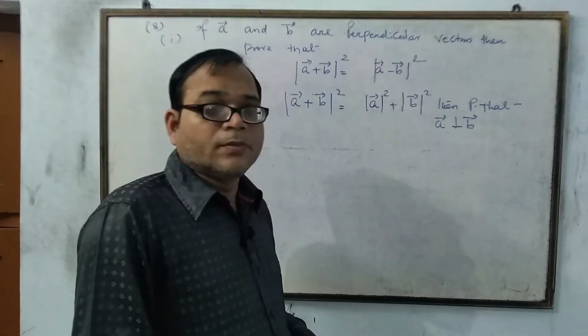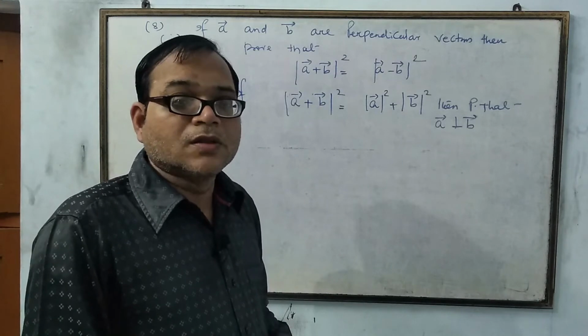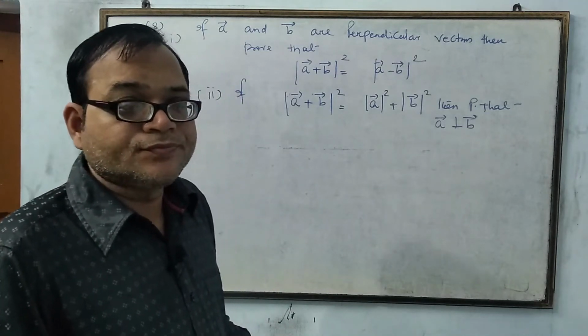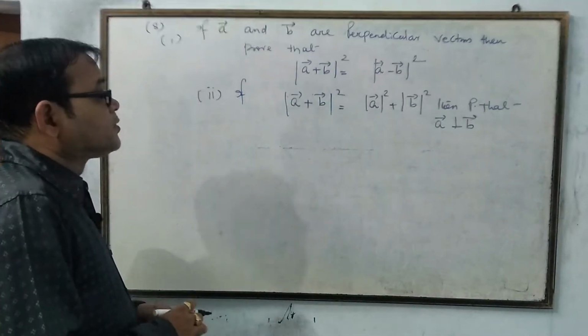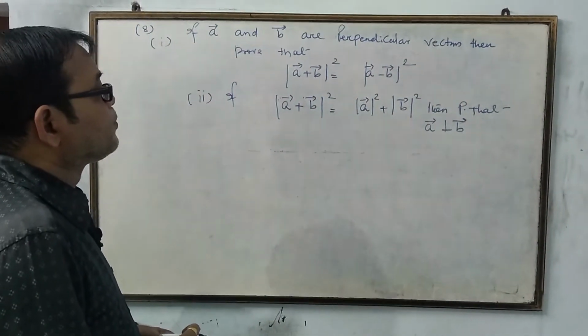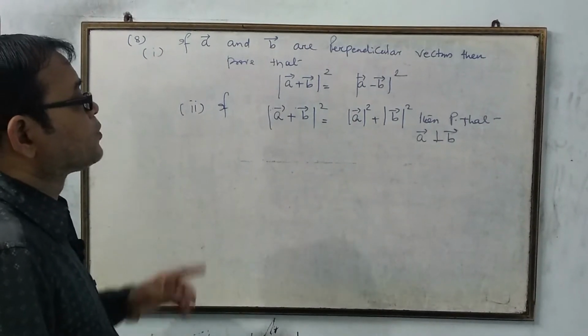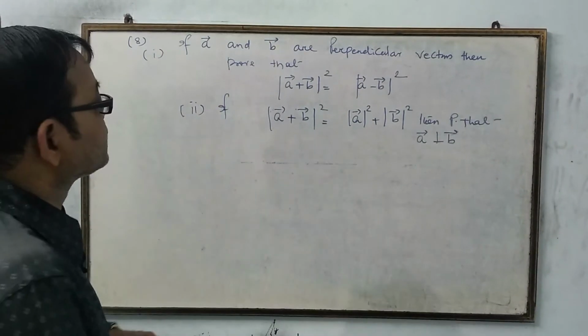This video will be about other questions on the dot product of vectors. Question number 8: If A and B are perpendicular vectors, then prove that magnitude of A plus B square is equal to magnitude of A minus B square. The question is given here.